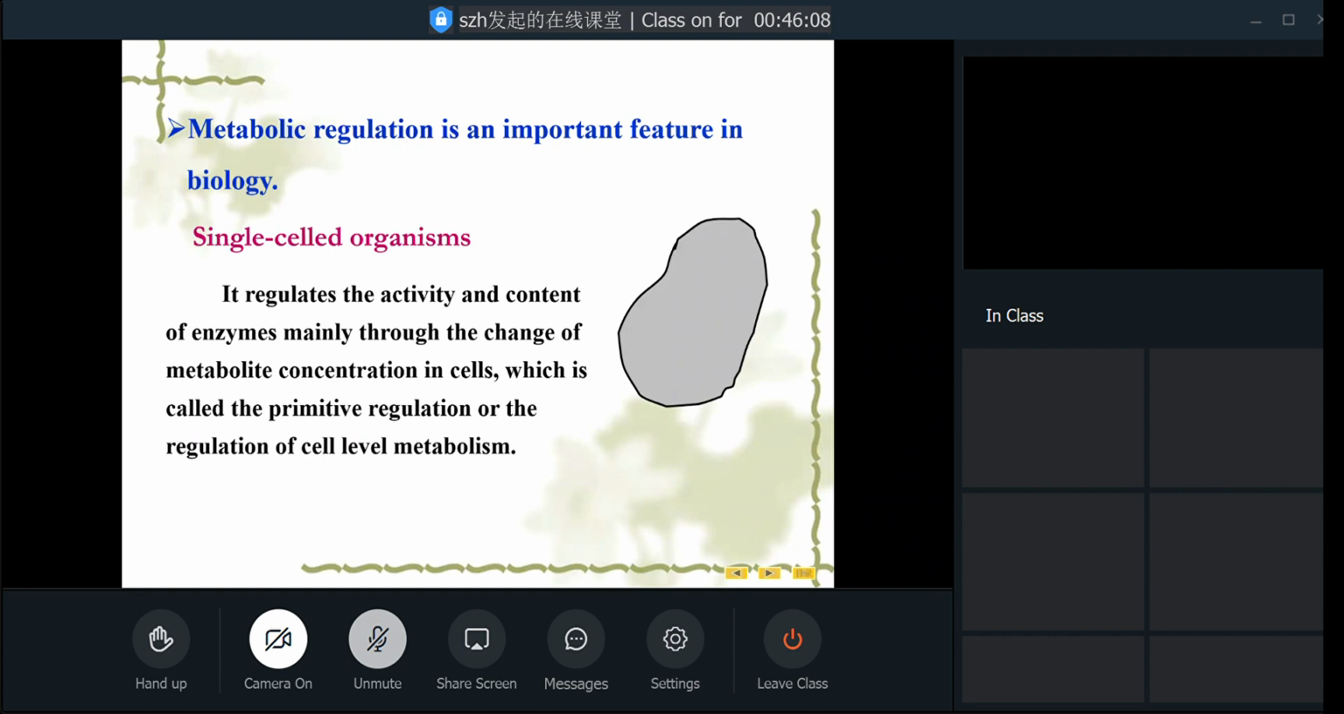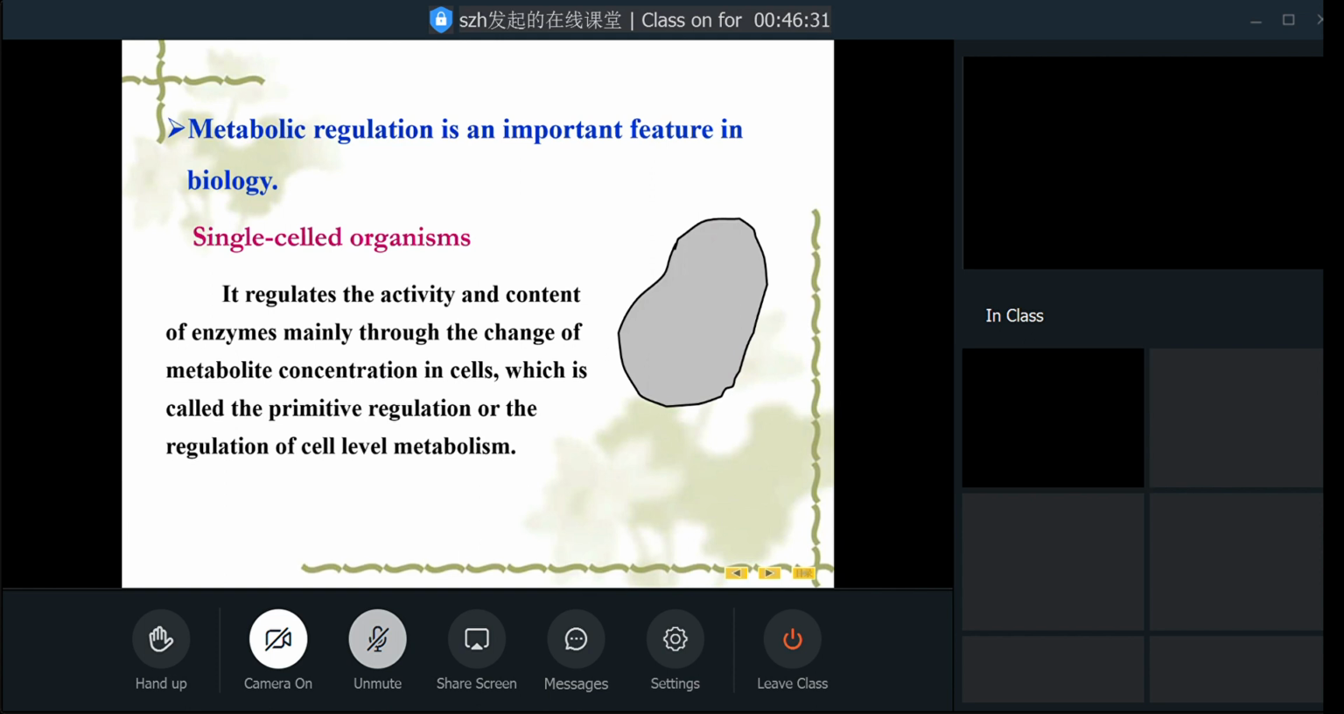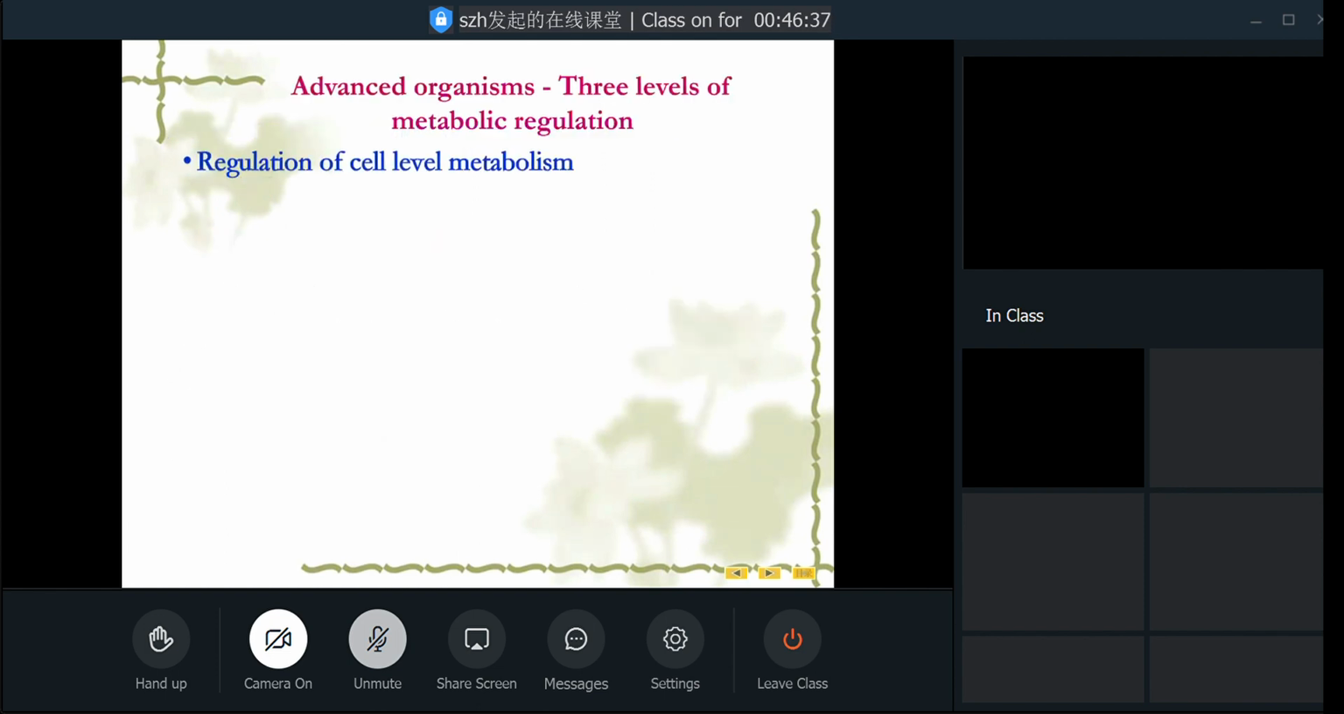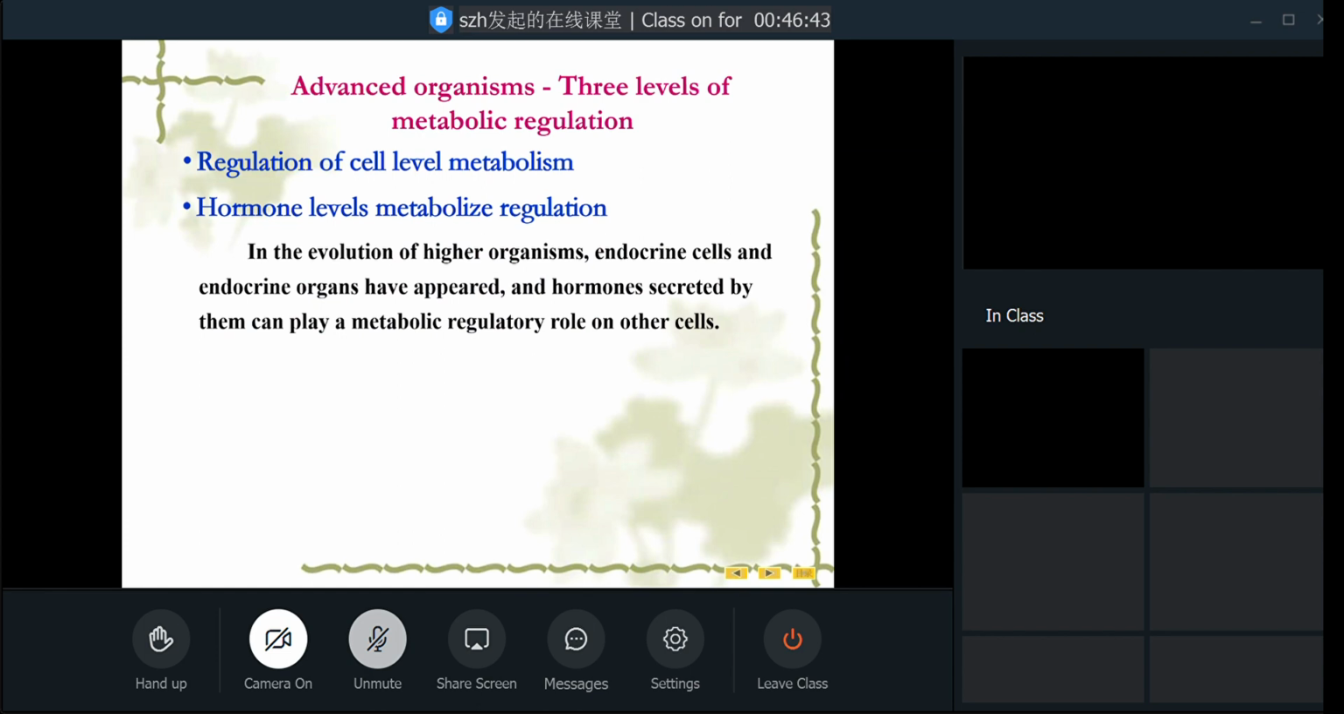Through changes in the metabolite concentration in the cell, which is the cell's primary regulation. For advanced organisms, at the cell level, they also abide by this kind of regulation: enzyme activity and enzyme concentration. So for advanced organisms there are three levels of metabolic regulation. First, the cell level metabolism, the same as in the single cell.